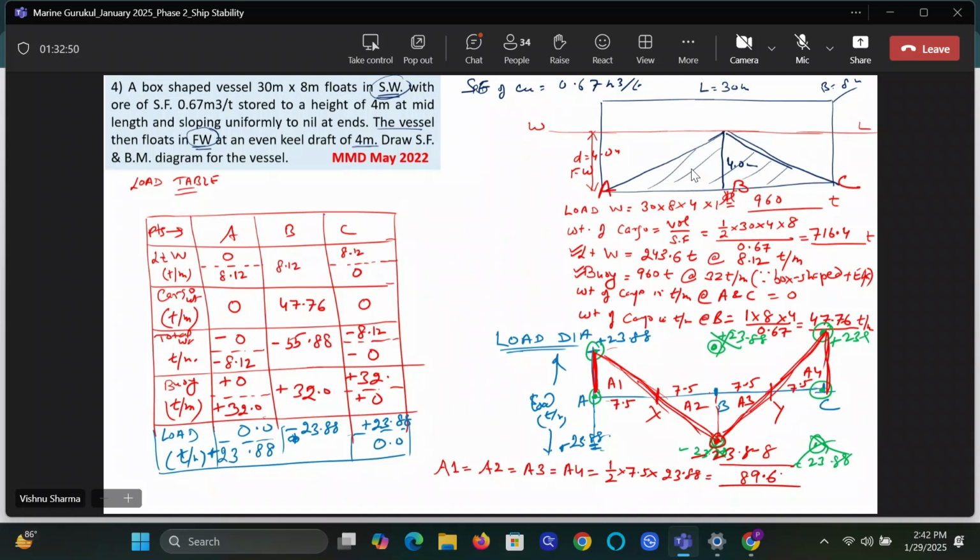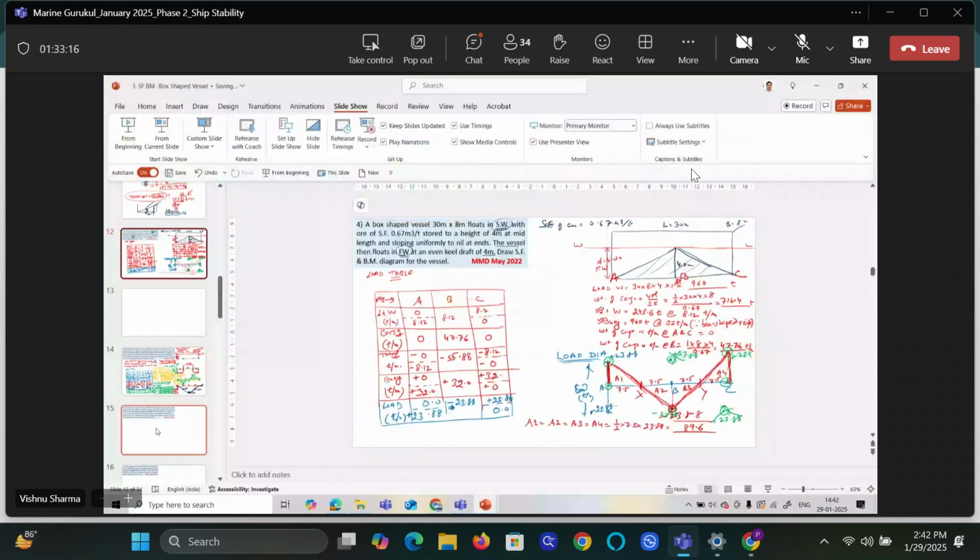Okay. Just check, is 89.6 correct? It should not happen that this value is wrong. Correct, 89.5. Okay. So now I'll take the screenshot of this and carry it on to the next slide where we'll work the SF and BM for this question. If anybody wants to take a screenshot, you can take it here, guys, or you can take the combined one at the end, your choice.